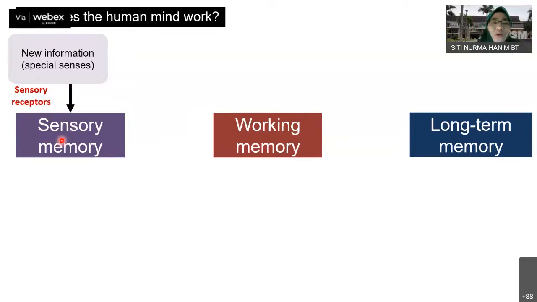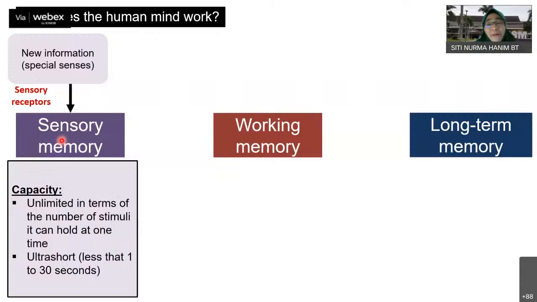Okay, I think at this point you don't need to know where the sensory memory is, but for us anatomists, we know where it is, right? And what happens next? Okay, but before that, we have to understand that sensory memory has unlimited capacity, meaning that at one point you can receive lots of information.